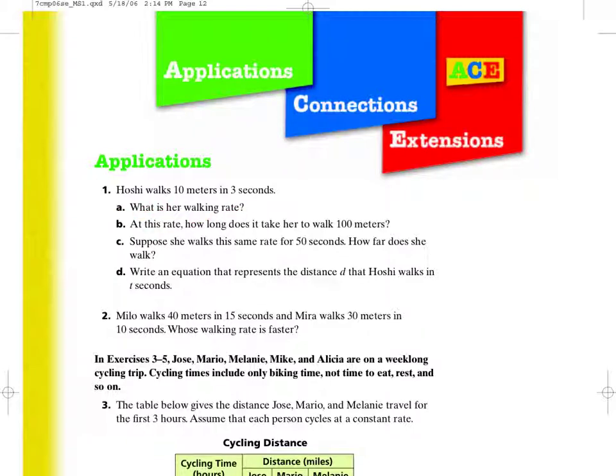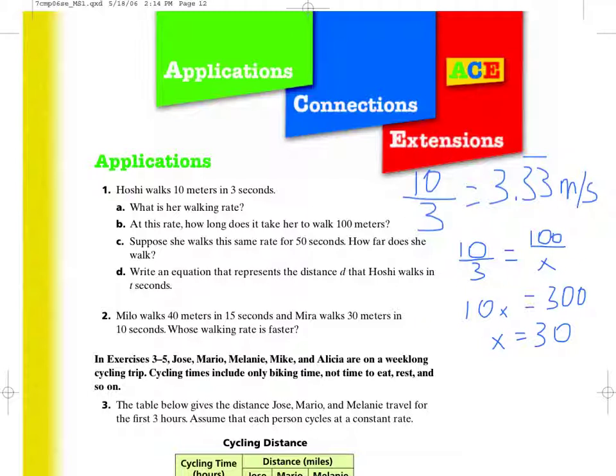Well, to figure that out, we say that it's 10 meters in 3 seconds. All right, so 10 over 3. So she walks 10 meters in 3 seconds. That equals 3.33, and the 3 goes on forever, so we put a line over it, so it's repeating 3. So her walking rate in meters per second is 3.33.